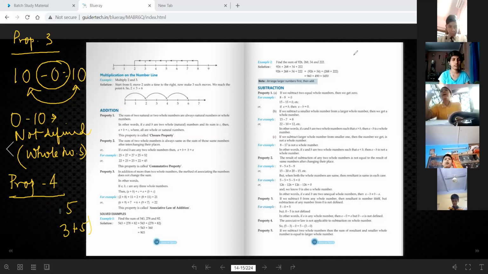Here the example in your book only you can see. I'm showing you.